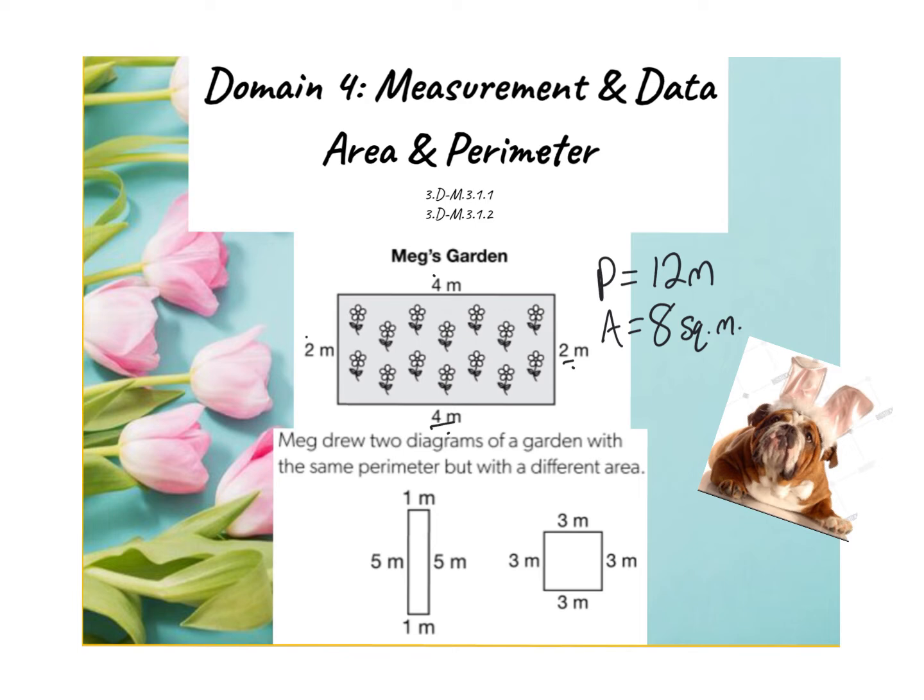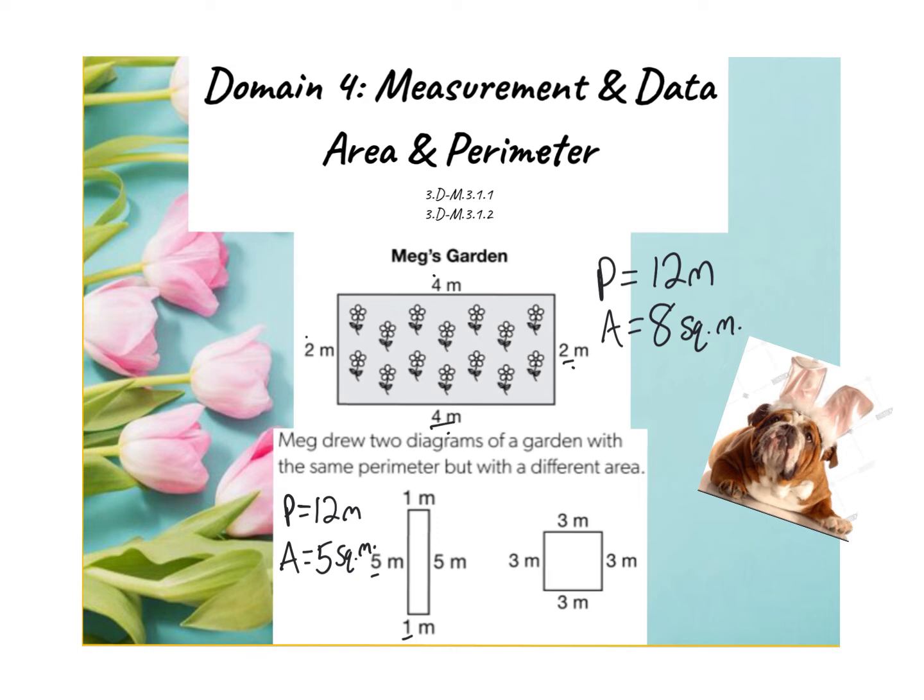This one, they all have the same perimeter but with a different area. So the perimeter would equal 1 plus 5, which is 6, plus 1 plus 5, which is 6, and 6 and 6 is 12 meters. And then the area would be 5 times 1, length times width, which would be 5 square meters. And so the area is different. Let's check this one over here.